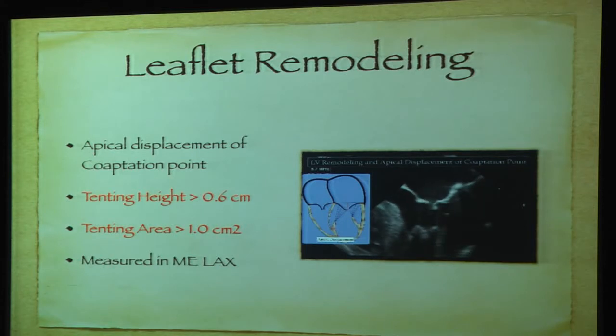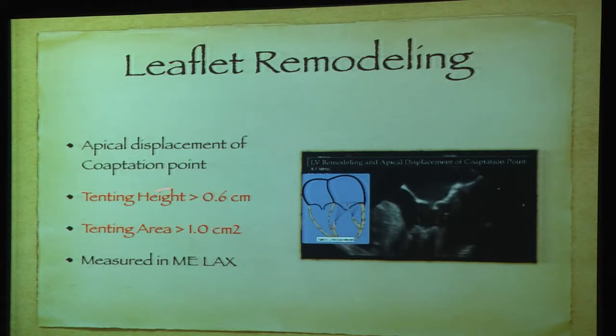Leaflet remodeling. What happens with the leaflets? Well, all the tethering happens, which pulls the whole leaflets down. And what that does is that it moves the coaptation point of the two leaflets apically. So there is an apical displacement of the coaptation point. The more apical it goes, that means more leaflet remodeling has happened, that is more tethering has happened, that is, it's a more advanced disease process.